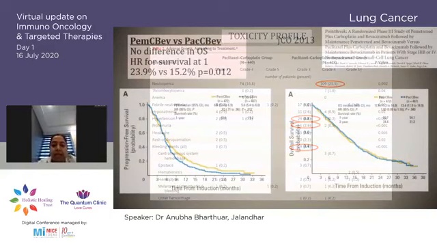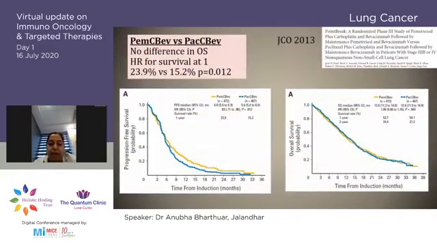In 2013, they looked at the Point Break trial, looking at bevacizumab with pemetrexed and carboplatin versus bevacizumab with paclitaxel and carboplatin. And they found that while there was no difference in overall survival, there was a slight increase in the number of patients who were alive at 1 year with the pemetrexed carboplatin bev arm as compared to the paclitaxel carbo bev arm.